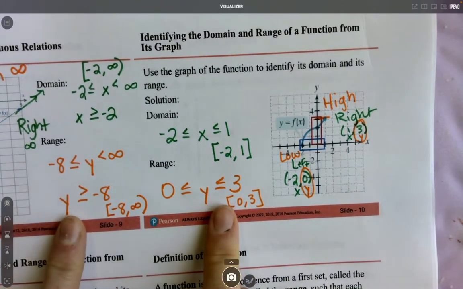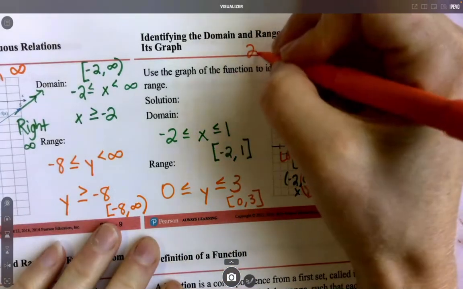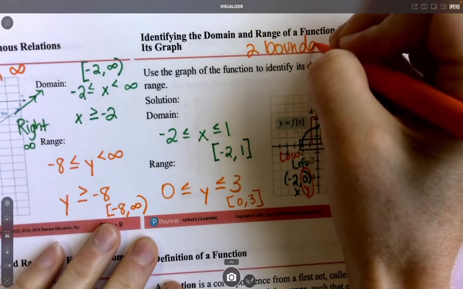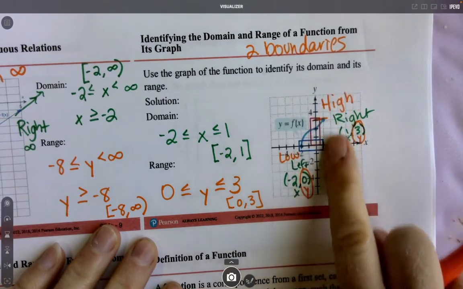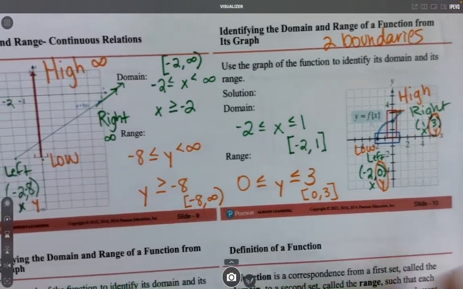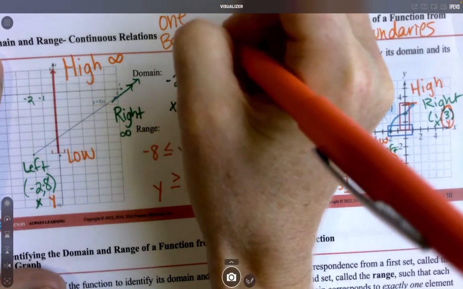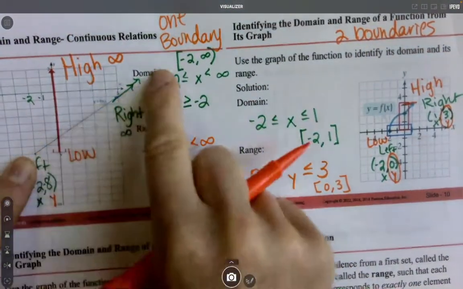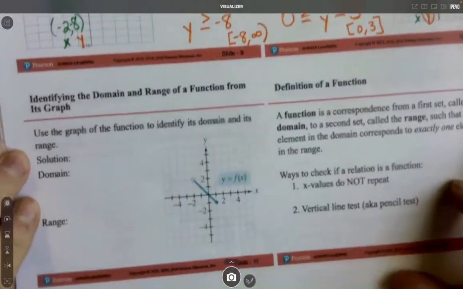And so if you look here, the difference is we have two boundaries here, meaning it's going left, it's going right, and there's a stopping point at each one of these points. But this one only has one boundary. This is a boundary, and then it goes to infinity. So that's the difference. All right, let's look at this next one.